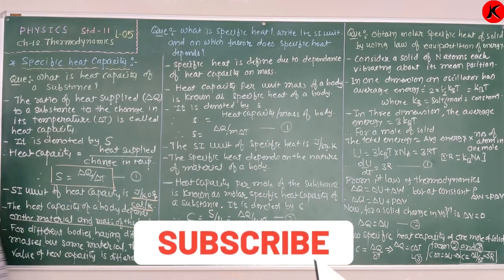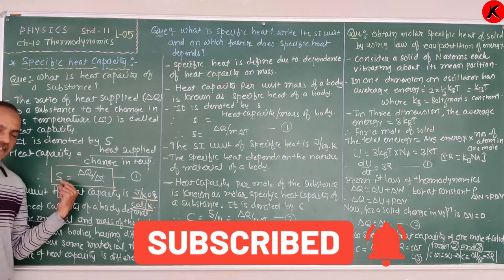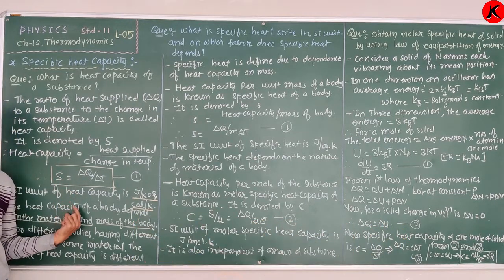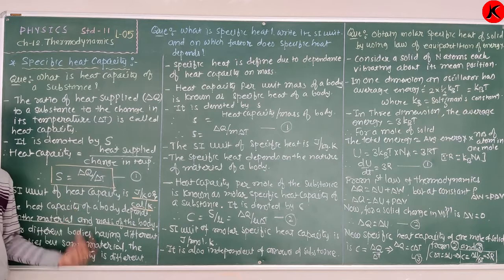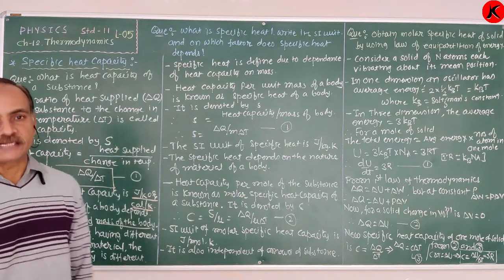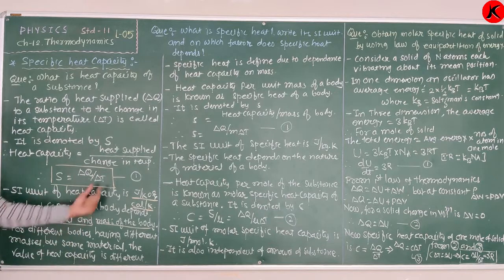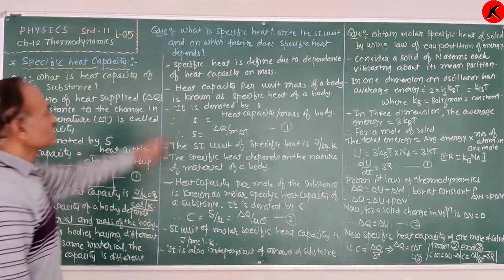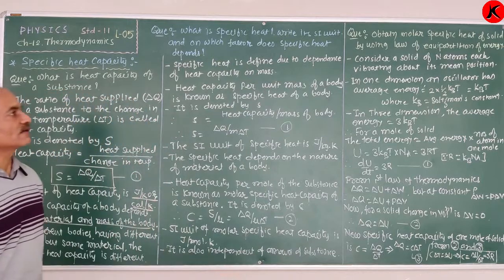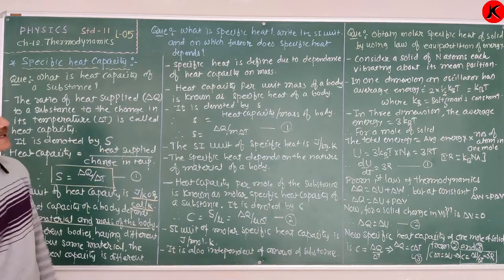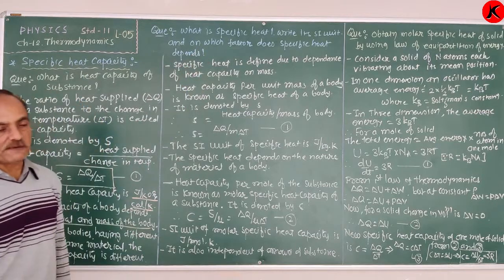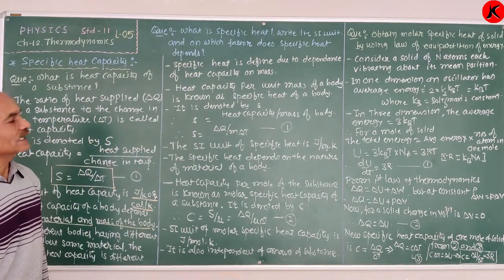Here we showed that the heat capacity depends on the mass of a body and also the material of a body. Now if we consider the mass of a body as unit, that means 1 mole or 1 kg mass, then the heat capacity at that time is known as the specific heat capacity. Now, the next question is: what is the specific heat or the specific heat capacity, its SI unit, and on which factors does specific heat depend?